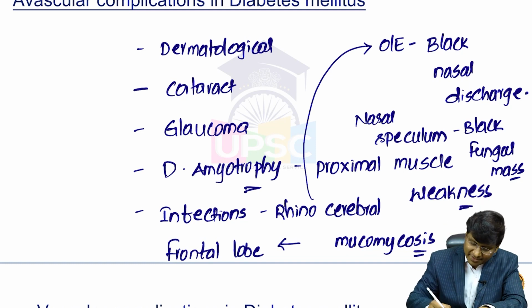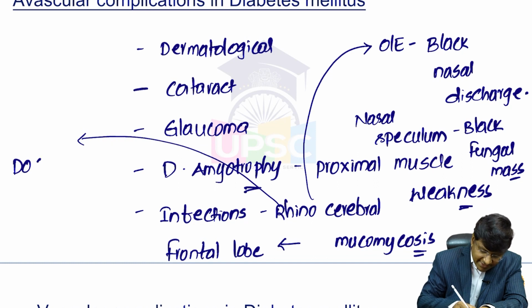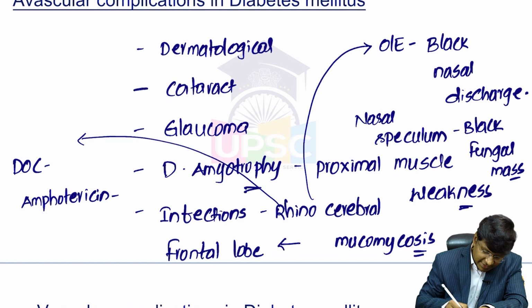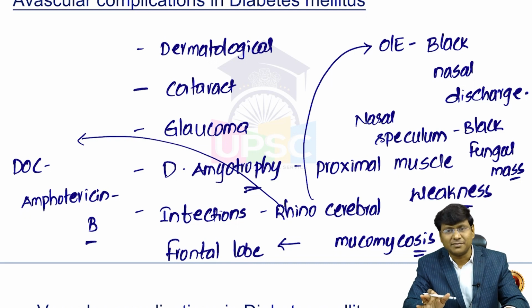Okay, then what will be the drug of choice in case of rhinocerebral mucormycosis? The drug of choice will be amphotericin B. So this will be the treatment for rhinocerebral mucormycosis.